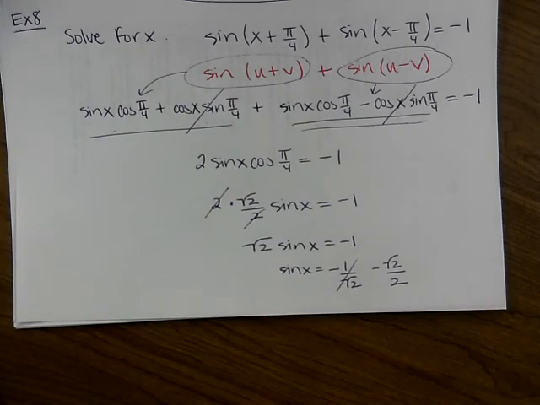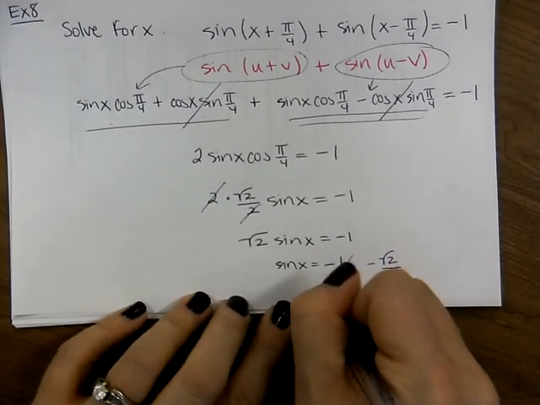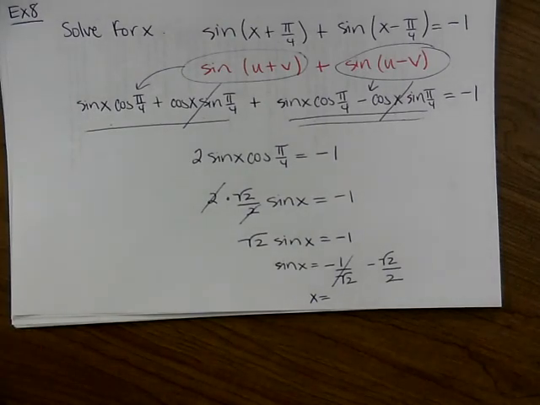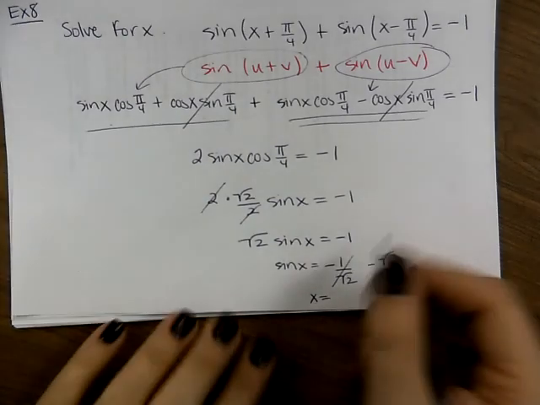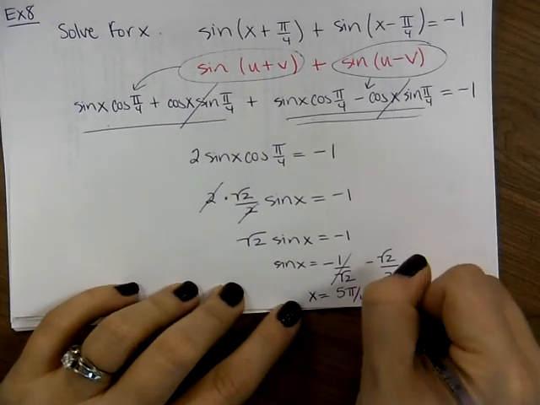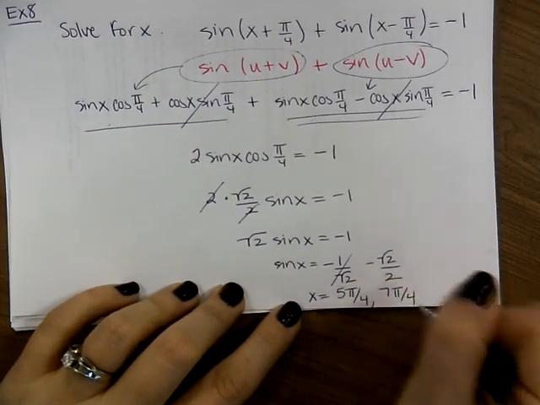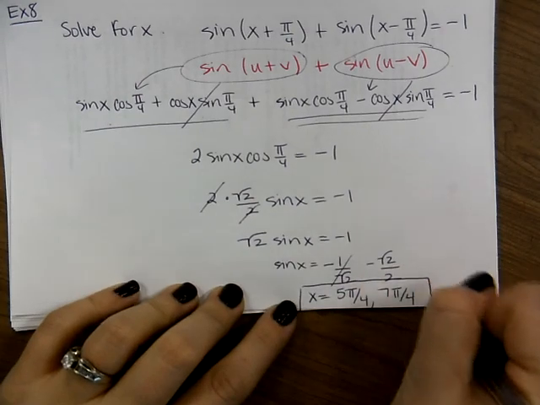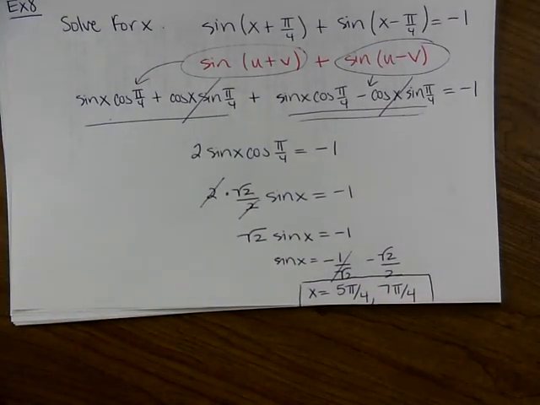Still not done. Now I got to figure out where is sine negative root 2 over 2. So this is like what we did in 5.3. 5 pi over 4 and 7 pi over 4. And those are your solutions. Questions?